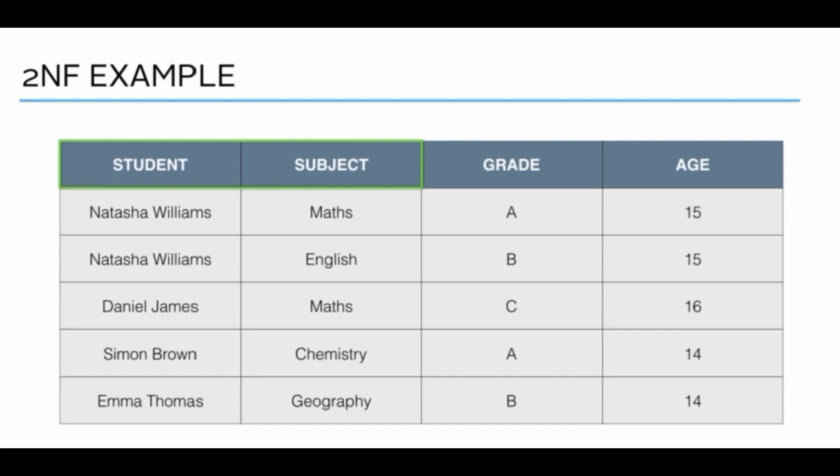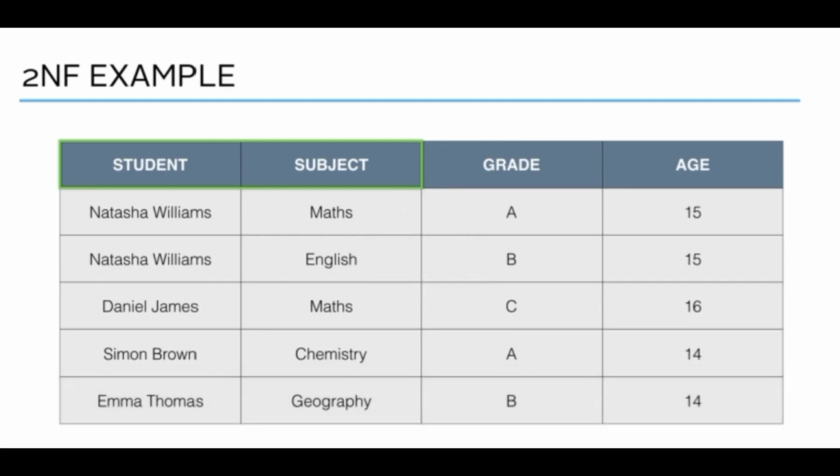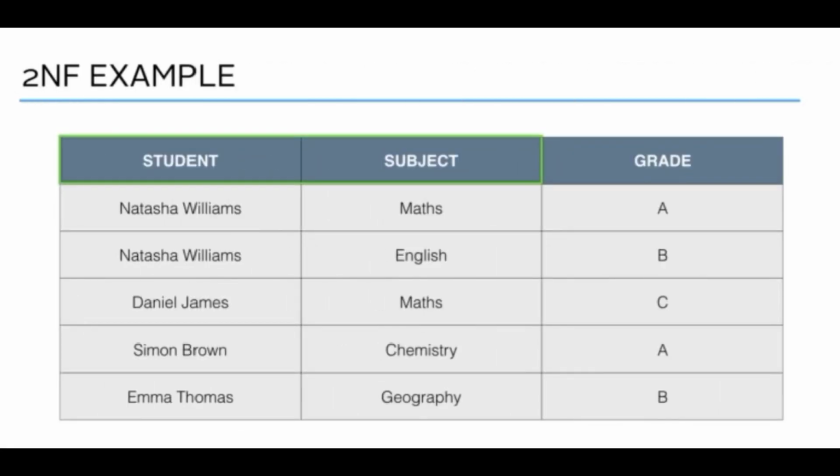Now the question is, how are we going to make sure that this data is normalized so that it follows the second normal form? To do that, we actually need to split this table into two separate tables. The first table is going to look like this. It has the student name, the student subject, and the grade. Basically we've removed the age column from the original table, and we just have the name, subject, and grade.